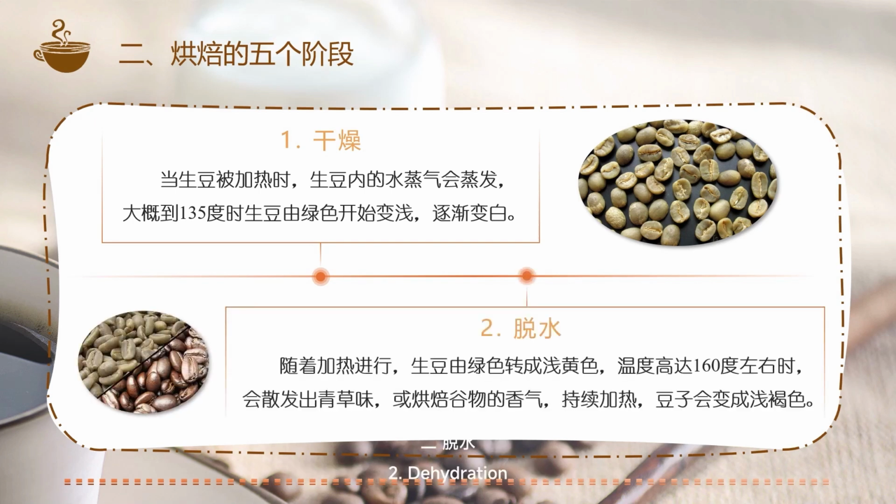2. Dehydration. As heating continues, beans turn from green to pale yellow. When the temperature reaches about 160 degrees Celsius, a grassy aroma is released, or the scent of roasted grains. Continued heating turns the beans light brown.